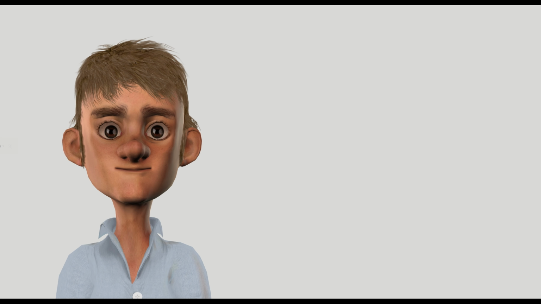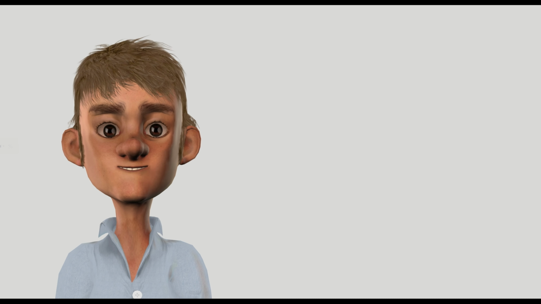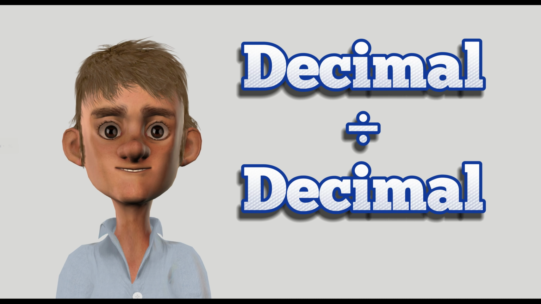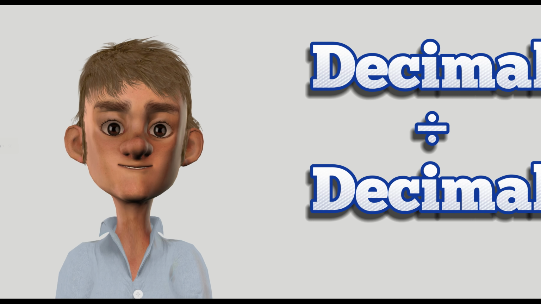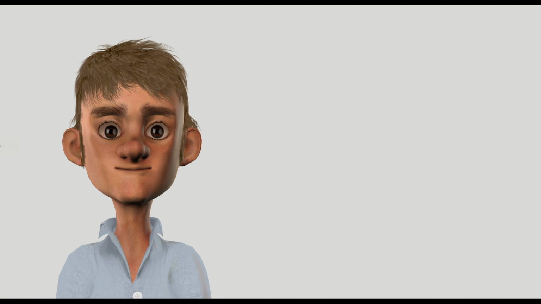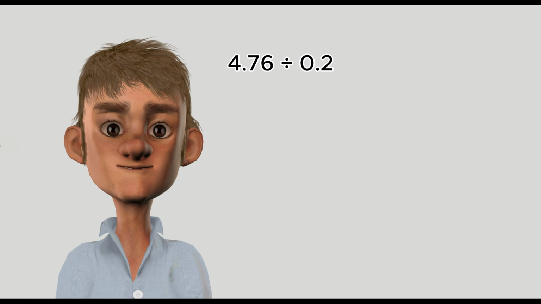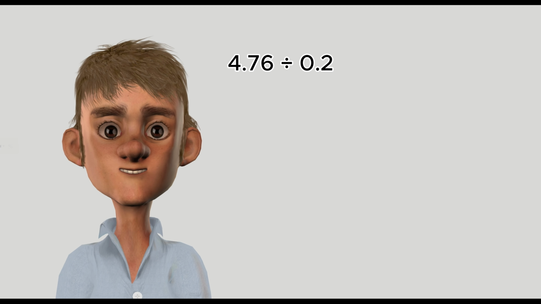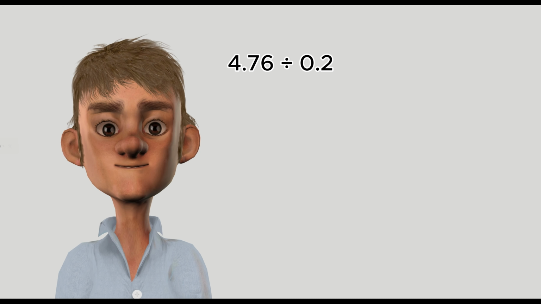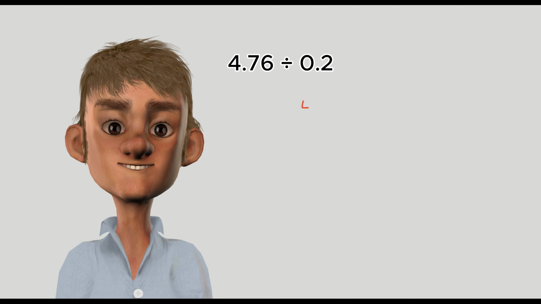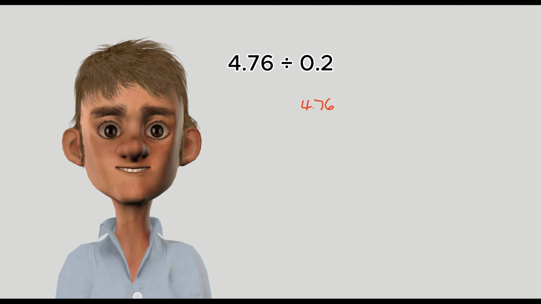In this video, I'm going to cover how to divide a decimal by a decimal. So let's jump into our examples. Number 1. We have 4.76 divided by 0.2. Let's set our problem. 4.76 is our dividend, and 0.2 is our divisor.